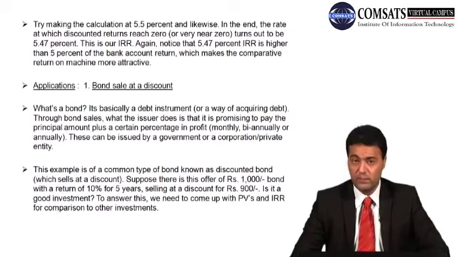First of all, what's a bond? It's basically a debt instrument or a way of acquiring debt. Through bond sales, what the issuer does is that it is promising to pay the principal amount plus a certain percentage in profit monthly, biannually or annually. These can be issued by a government or a corporation or a private entity.